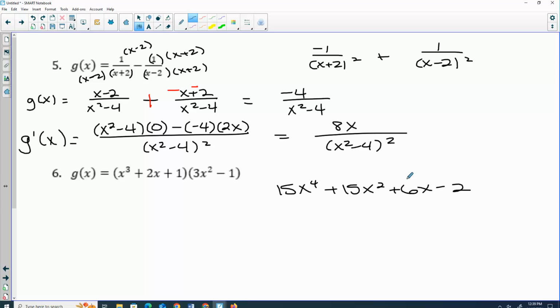That looks like a lot of work. Can we do that with most things? If it's just powers of x, yes. If you start having radicals or e to the x's, you cannot.